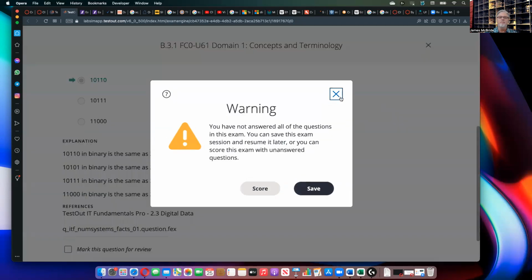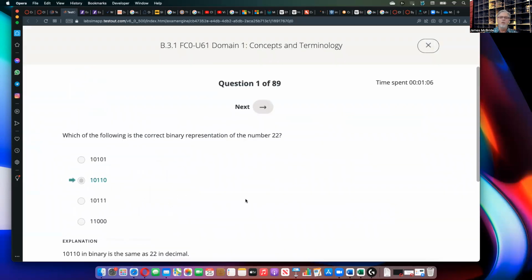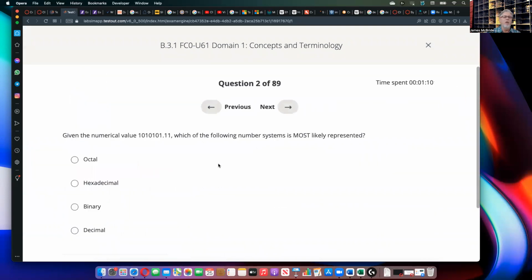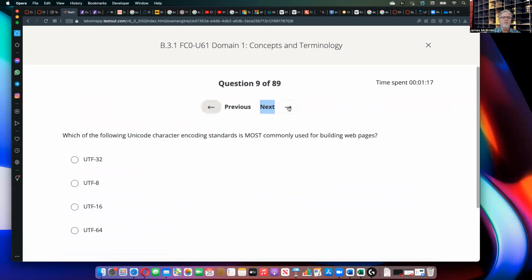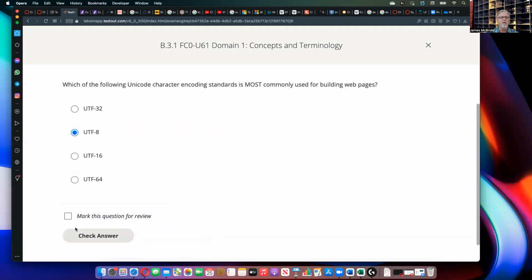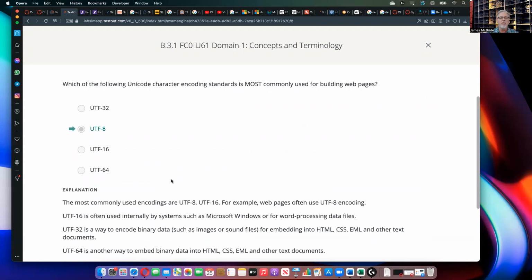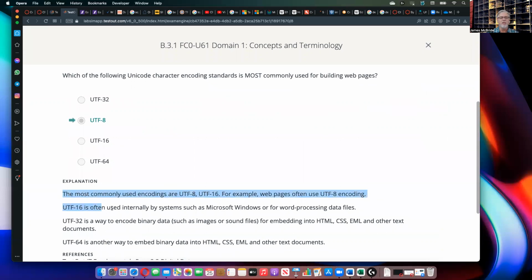Oh, whoops, I don't want to do that. So there we are, and my picture here needs to be moved. There we go. Let's jump ahead out of the binaries, they're kind of silly. There we are. Which of the following Unicode character encoding standards is most commonly used for building web pages? I believe that's UTF-8. Is he right? He is right. But then see, it actually explains it. This is a much better explanation than we got on the binary.